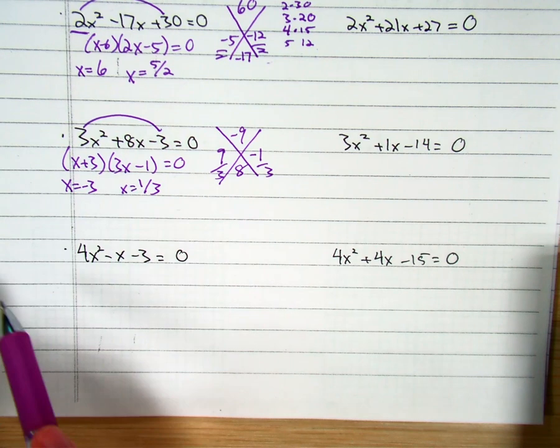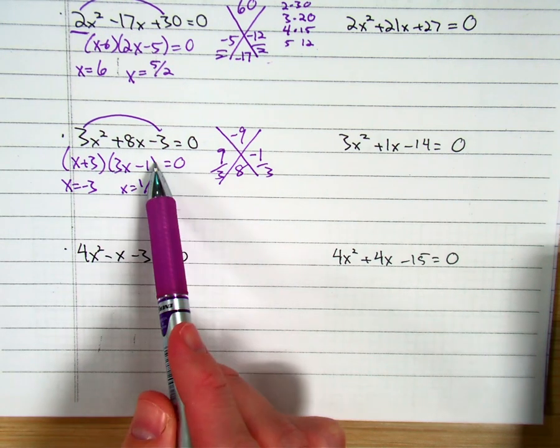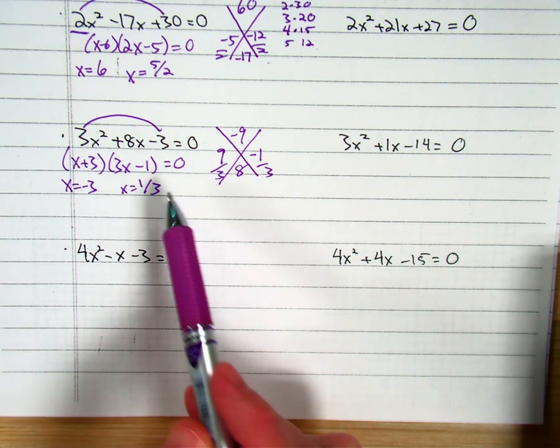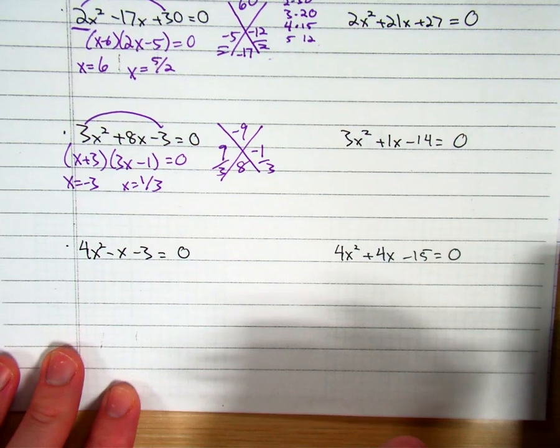Negative 3 would make that equal 0. Positive 1/3 makes this equal 0. Opposite of the back, divided by the front. Or set that group equal to 0 and solve off to the side.